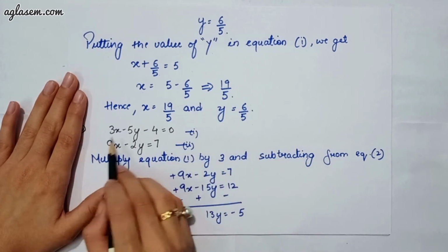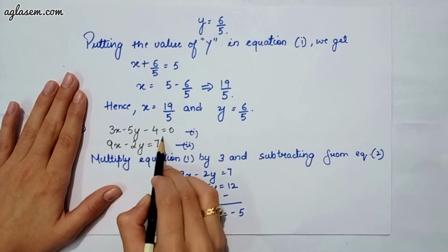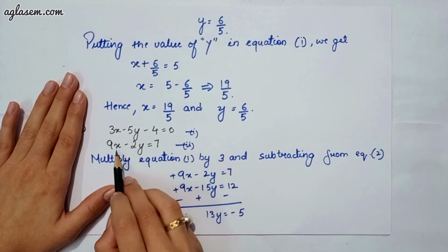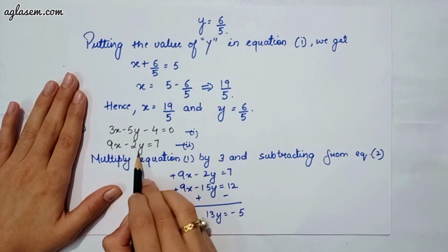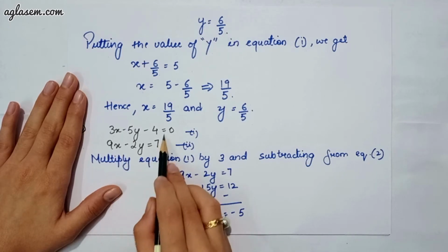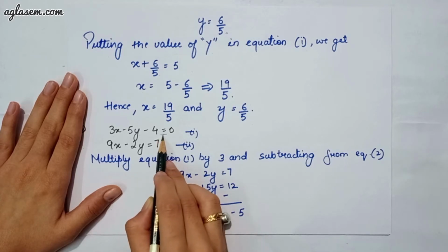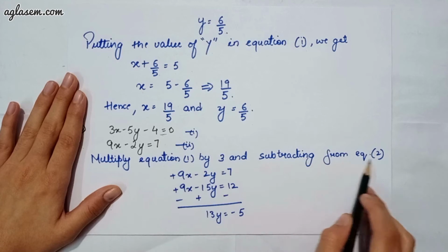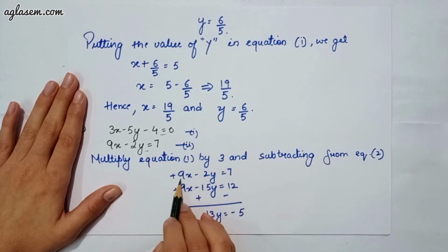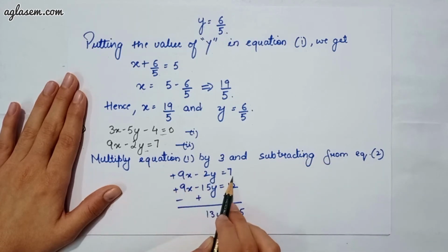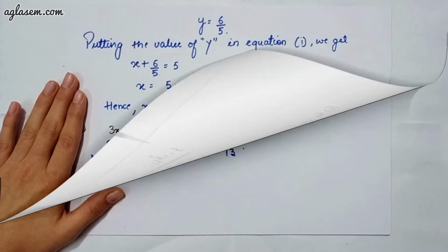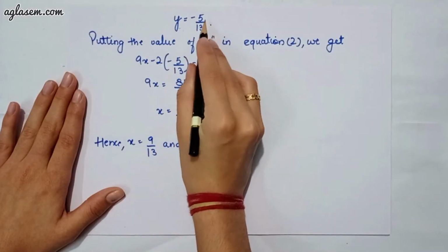Second part says 3x minus 5y minus 4 is equal to 0, and the second equation says 9x minus 2y is equal to 7. So again we have these two equations. We have to multiply equation 1, this one, by 3 and subtract from equation 2. So here it is 9x minus 2y is equal to 7 and 9x minus 15y equals 12. Now we have to change the sign, that is 13y is equal to minus 5. Further moving, y is equal to minus 5 upon 13.